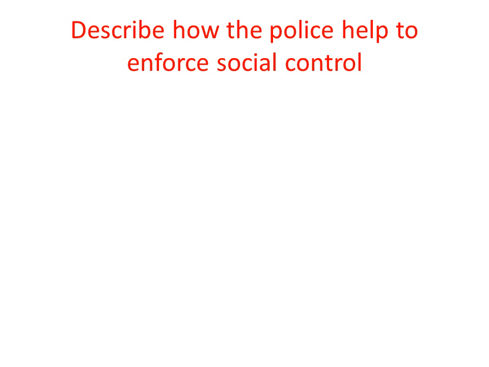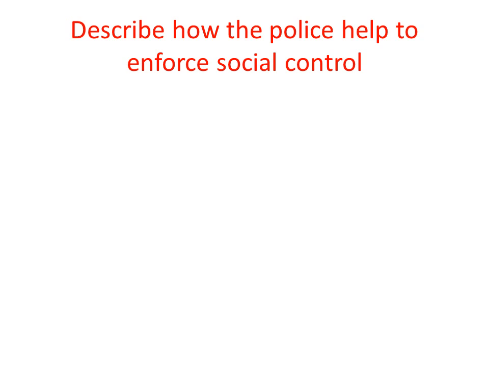So firstly, describe how the police help to enforce social control. There are 2 types of social control: formal, which relates to the police, the judiciary and the courts, and informal social control, which is more related to your friends, possibly your family, and the use of CCTV within communities.